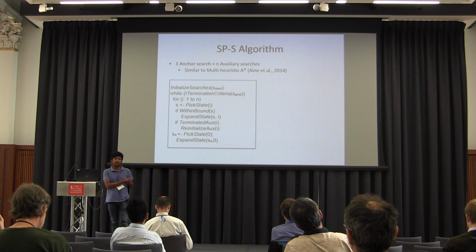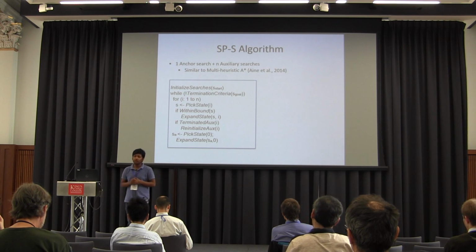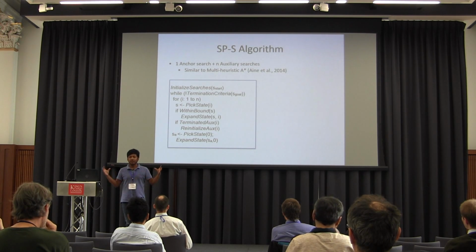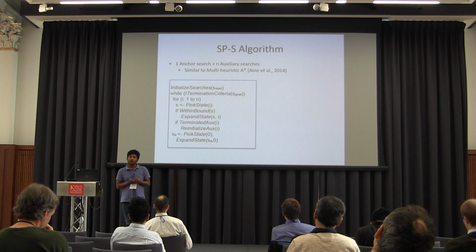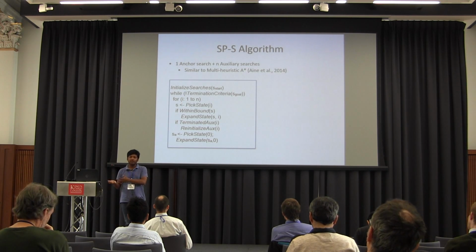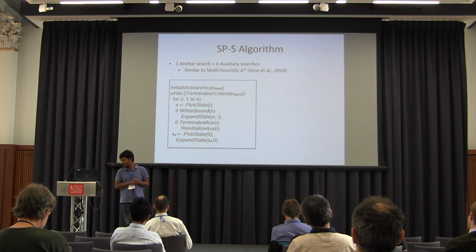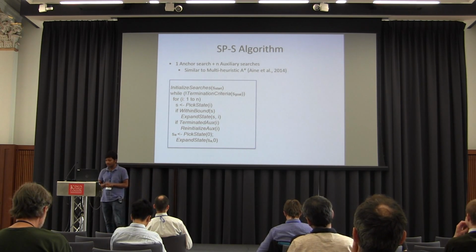The SPS algorithm uses the structure that we used for multi-heuristic A-star. Instead, it uses one anchor search and a bunch of auxiliary search algorithms. This is a very useful framework because we can derive many properties of the final algorithm using the anchor search properties that we have found earlier. So we kind of continue with this.